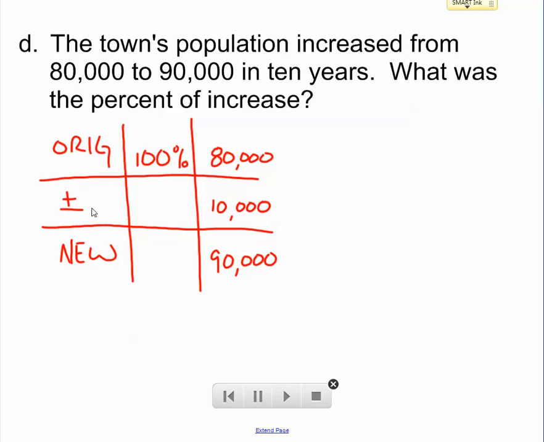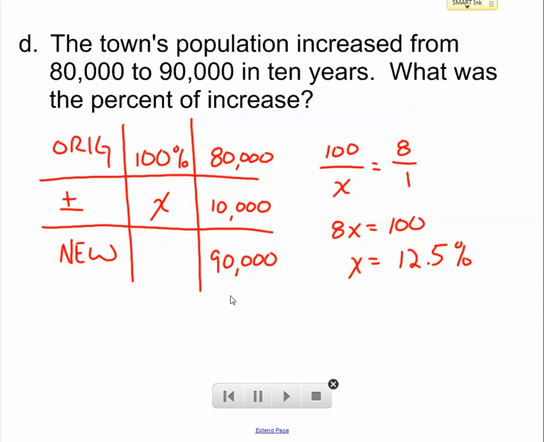Notice I changed my symbol for change, plus, minus, whatever. Okay, so that's what they're trying to ask us. What was the percent of increase? So we're trying to figure out this cell of our ratio table right here. So here's our new proportion. We got 80,000 originally over the 10,000 change. I'm going to simplify that to 8 over 1. It's easier to work with. I don't need all those zeros. It's a 12.5% change. So the population increased by 12.5%.